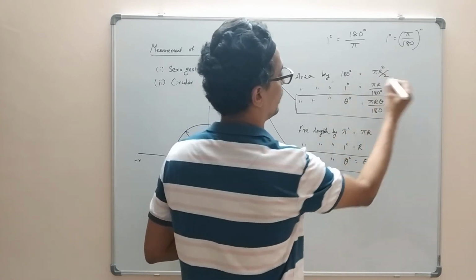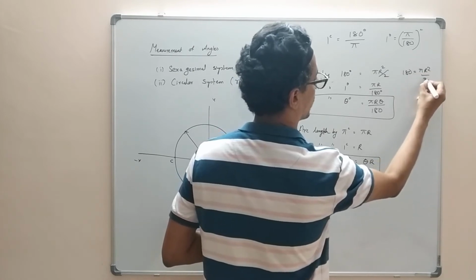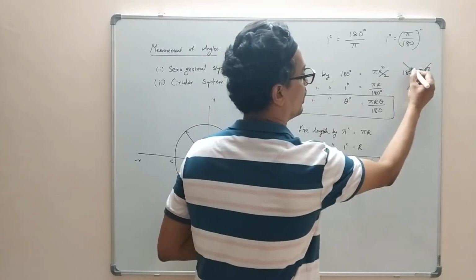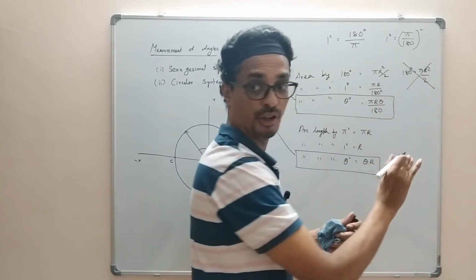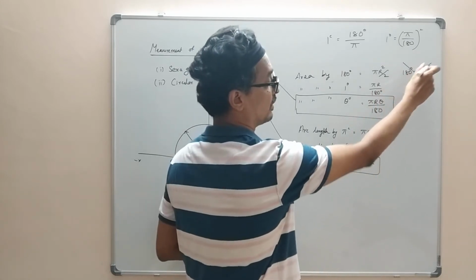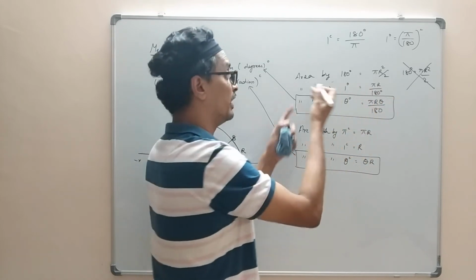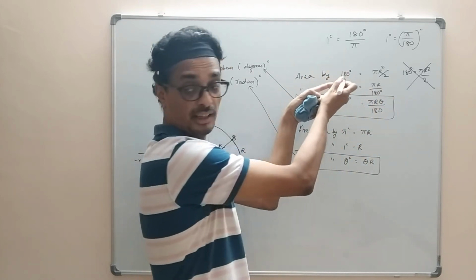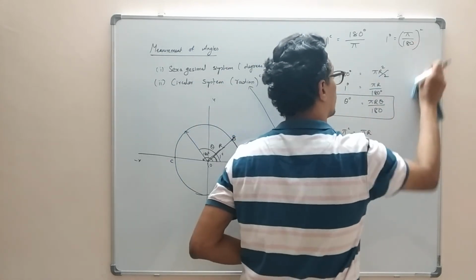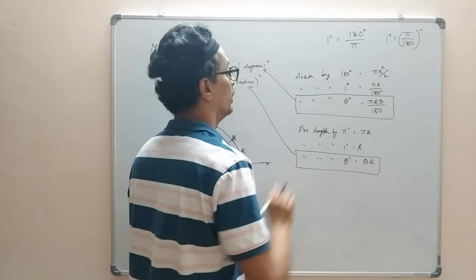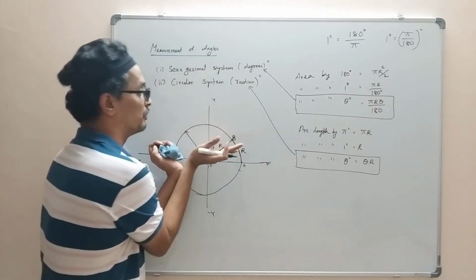I told you you should never write 180 degree equal to pi r square by 2. This is mathematically wrong. Why? The left hand side is an angle, the right hand side is an area, centimeter square. You have to write area subtended by 180 degree angle equal to pi r square by 2. Both the left hand side and right hand side should always have the same units. Area subtended by 180 degree is equal to pi r square by 2 because it is a semicircle.